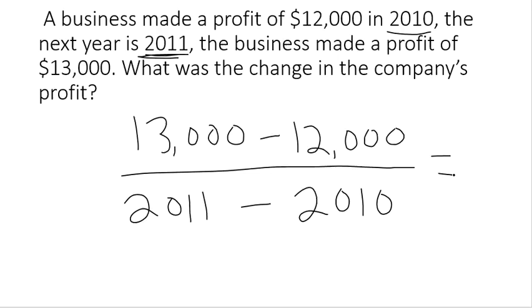So that gives us 13,000 minus 12,000 is 1,000. That's a positive change. And then 2011 minus 2010 is 1. 1,000 divided by 1 is just $1,000. So the change is a positive $1,000.